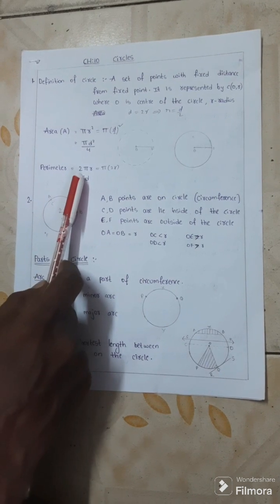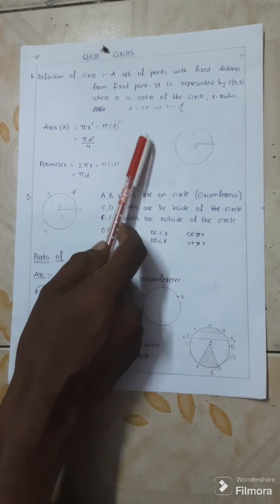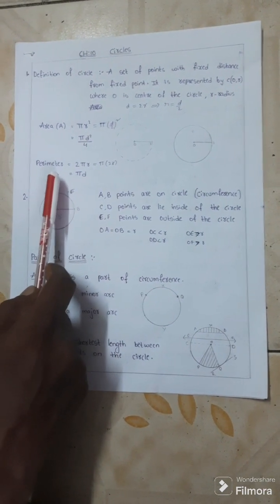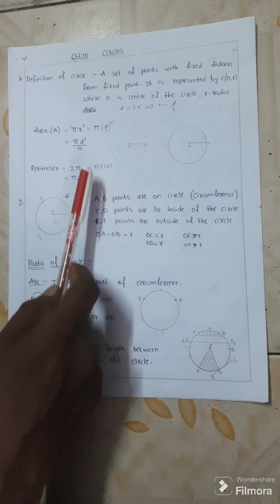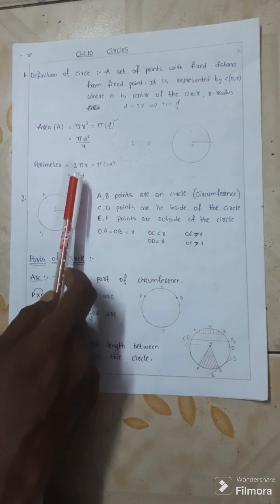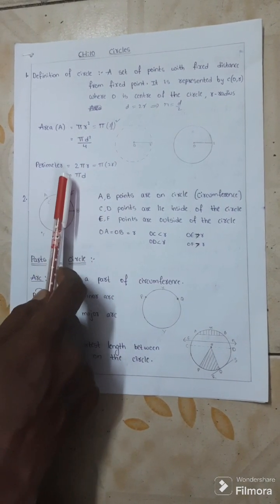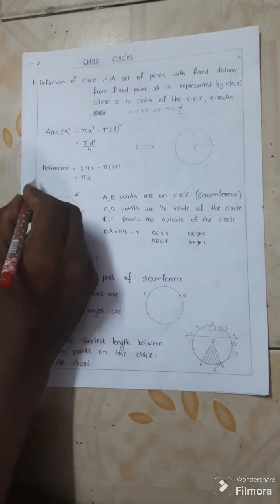Perimeter means the entire boundary. But for circles we should not use the term perimeter; it is actually circumference. Why circumference? Because it is a curved surface. That's why we wrote perimeter, but it is circumference only.